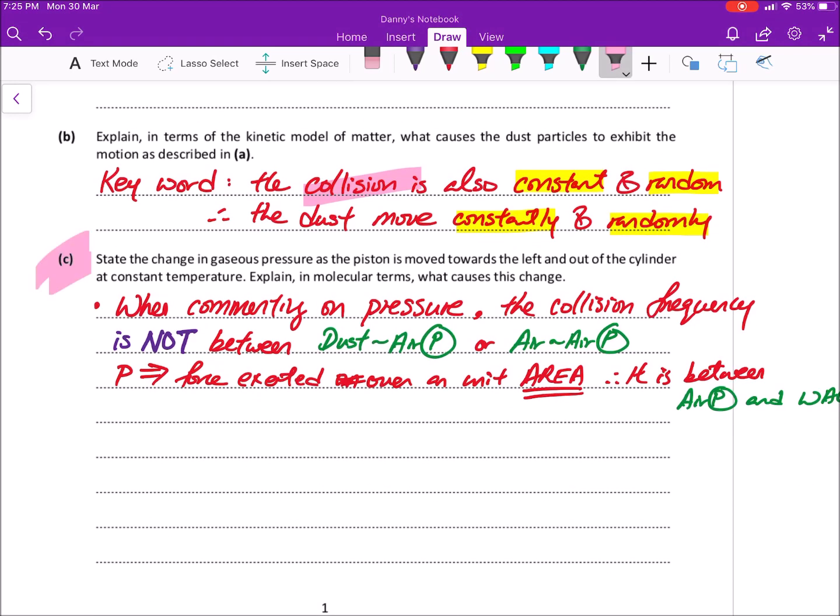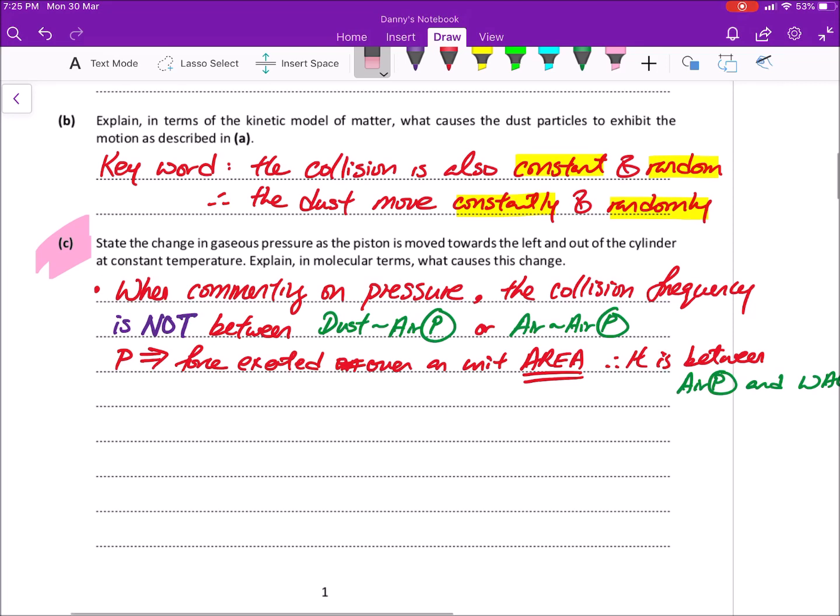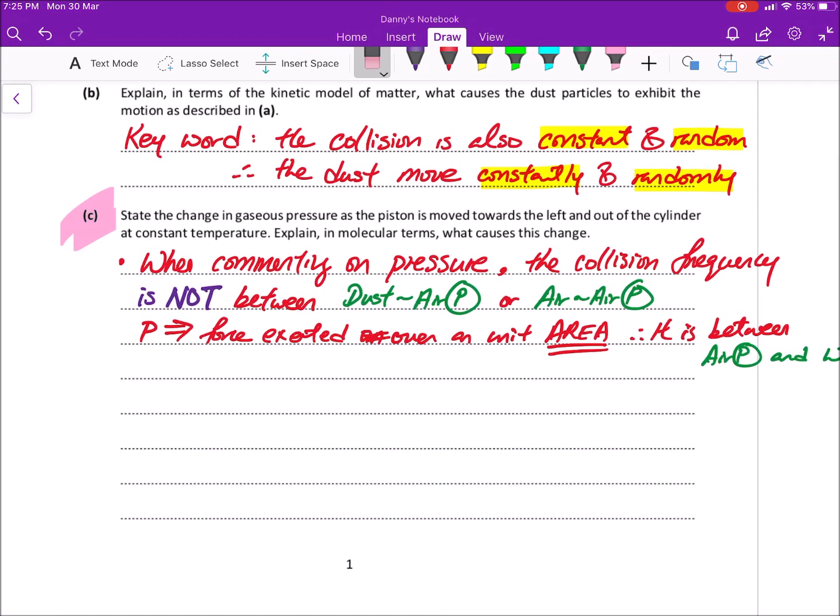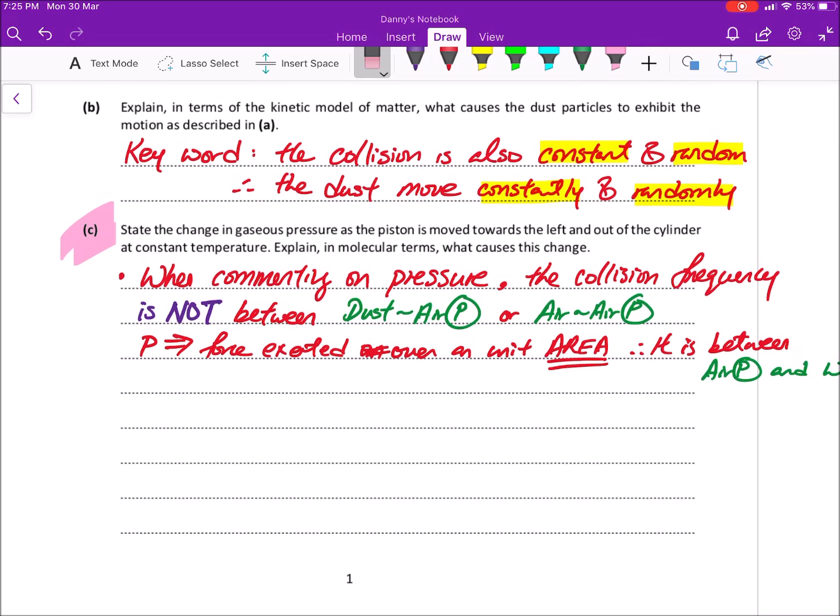Okay, let's talk about your 1C. For those of you who remembered or referred to your previous worksheet, most of you got all the points correct. Just be very careful. Down here, there's a typo.